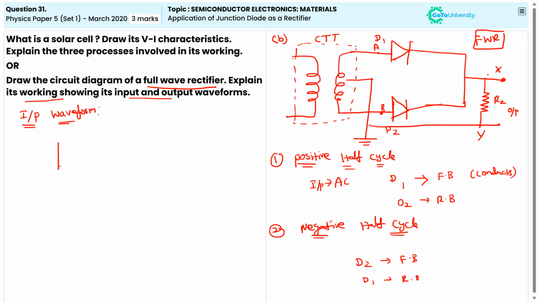See here, the input waveform is a sinusoidal AC waveform. So it will be like this. This is the input waveform, which is a sinusoidal AC waveform. Right, now let us draw the output waveform.